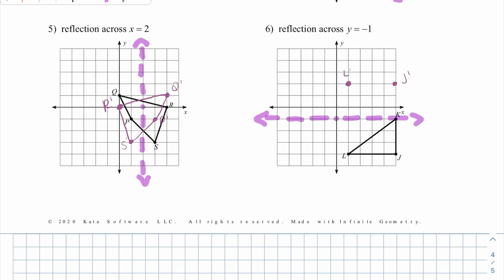And then finally K. K is on the line. So remember that's 0 units from the line. So it is just going to stay 0 units from the line, which is just going to stay on top of the line. Connect your points and you have your resulting figure, and notice it is a mirror image over the line y equals -1.